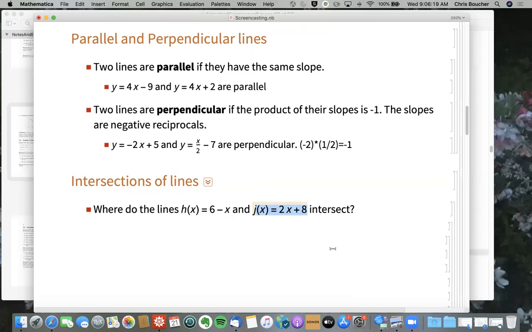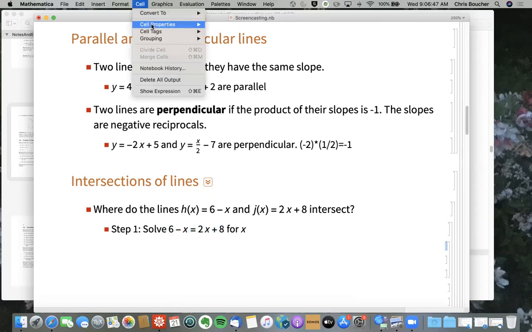Well, again, you can graph and guess, but that's imprecise. You're not going to exactly find the point of intersection. You'll just find it approximately. What we'll do instead is rely on the fact that the point of intersection is on both graphs, which means that both functions have to have the same output value at that input value, right? Because it's points on both graphs. So what I can do is just set the two output formulas equal to each other. 6 minus x equals 2x plus 8. And I get an equation that's not too bad to solve. So let's go ahead and solve that equation.